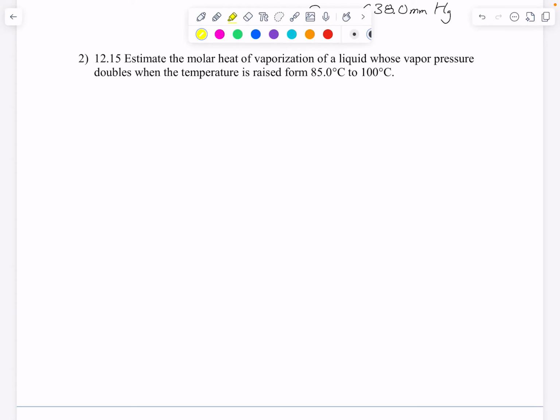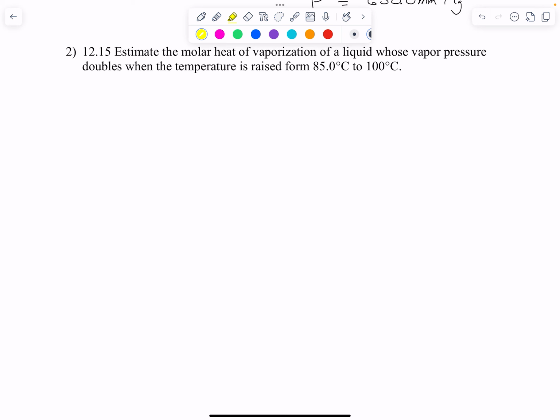Hey guys, all right, problem 2. Estimate the molar heat of vaporization of a liquid whose vapor pressure doubles when the temperature is raised from 85 to 100. All right.